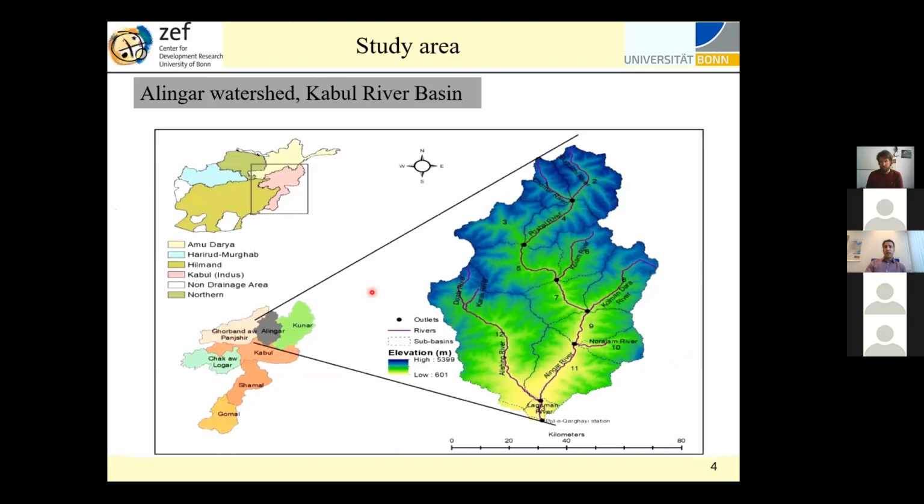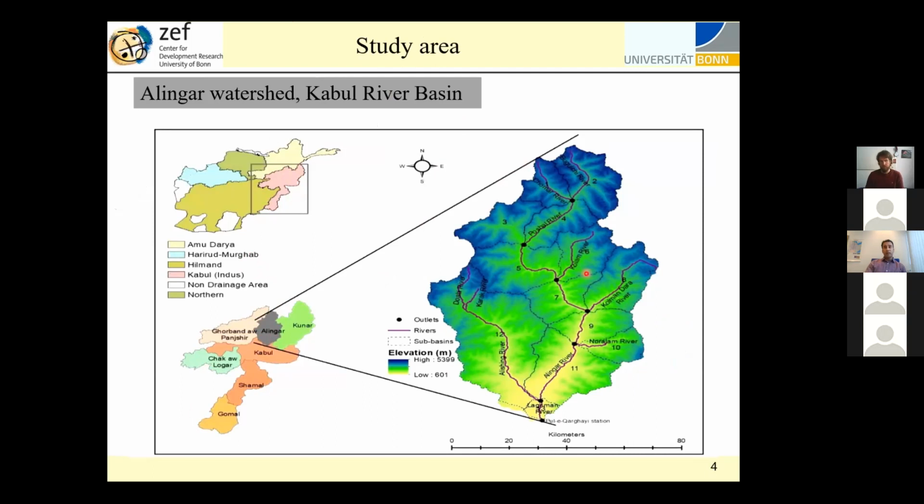The current study has been carried out in the Alingar watershed, which is part of the Kabul River Basin here, as you see. It's one of the most populated river basins. Around one third of the country's population is living in this Kabul River Basin, and Alingar watershed is one of them, as I said. Around 1,000 square kilometers of the area is snow covered.